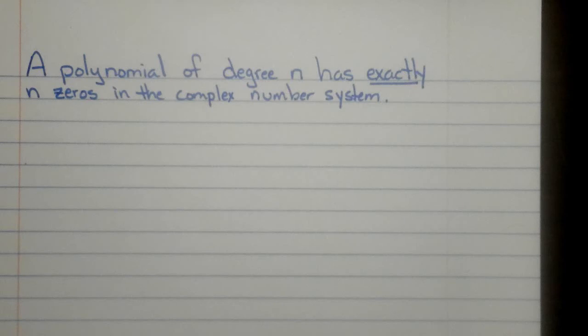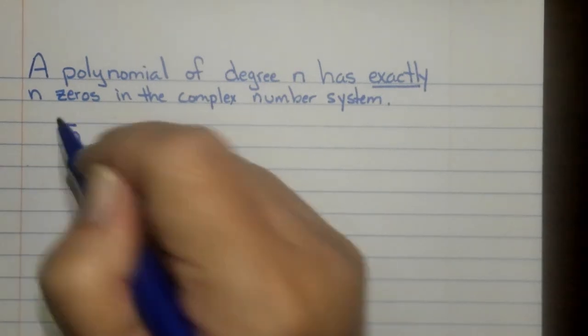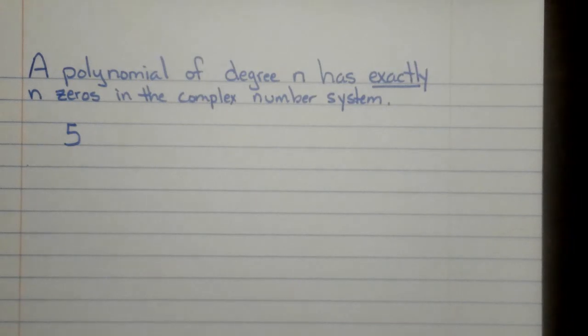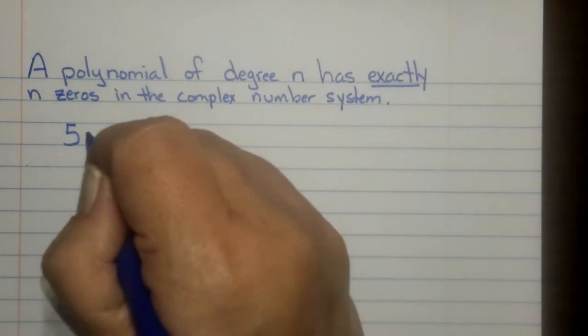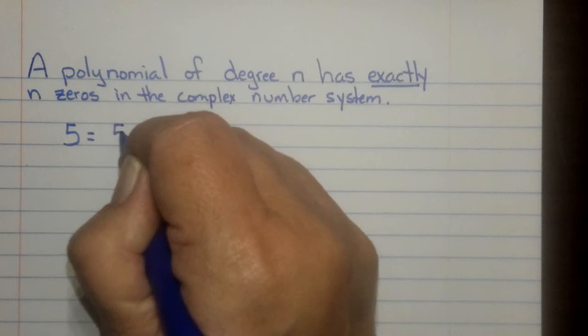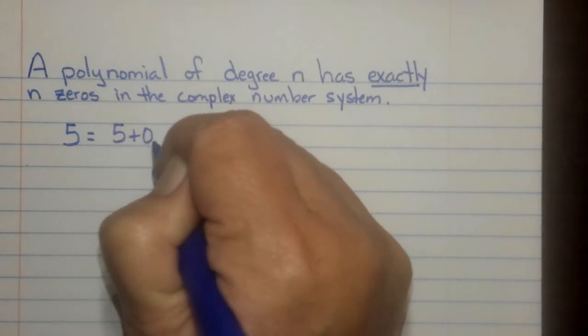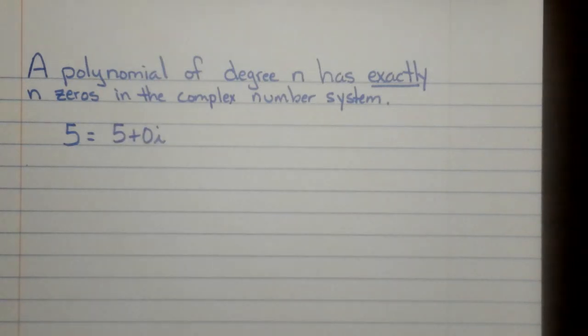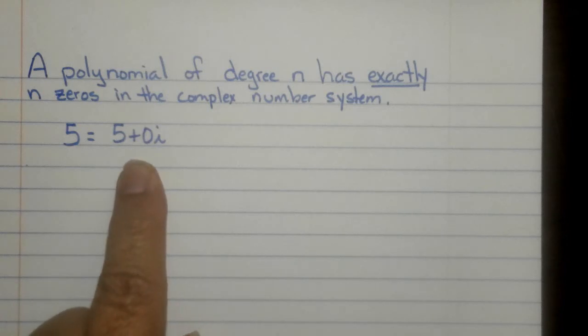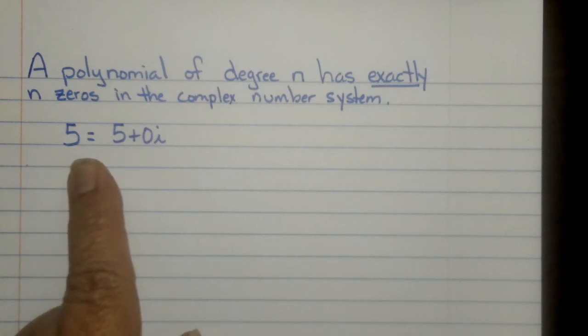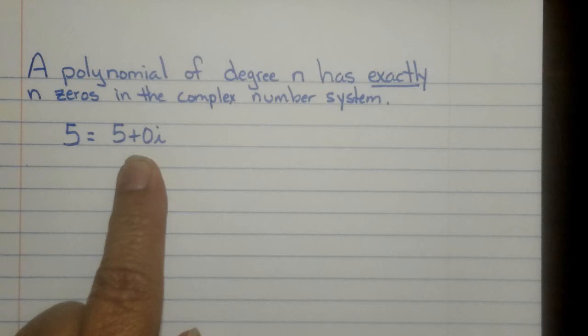So the first thing, I want you to make sure that you understand that real numbers are in the complex number system. So let's say I have the number 5. That's a real number. We can plot the number 5 on the number line. But I can express the number 5 as 5 plus 0i, and that is now a complex number in standard form.